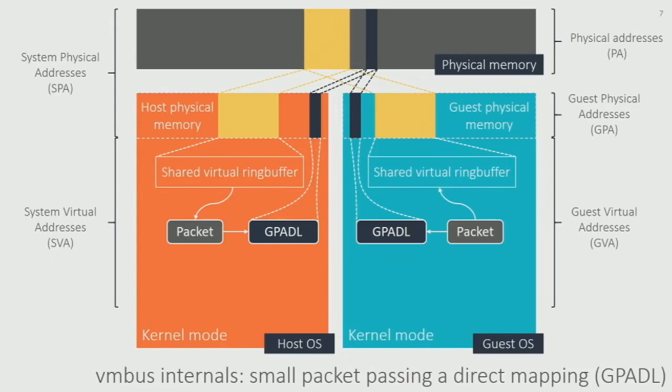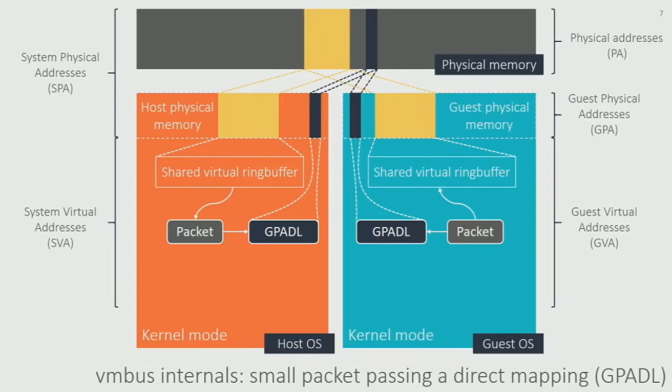And so you have this kind of thing there, the GPADL, that stands for Guest Physical Address Descriptor List. If you're familiar with Windows kernel lingo, this is basically an MDL that can span the boundary between the host and the guest.